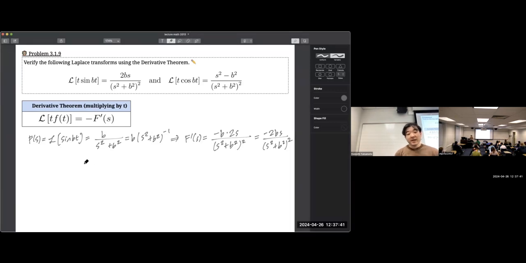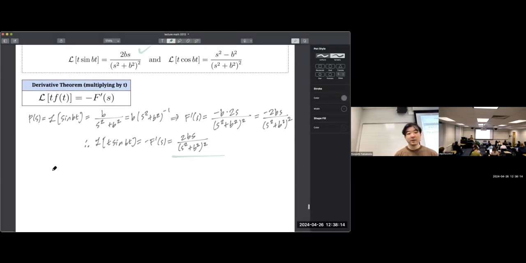And then the derivative theorem just says I just have to take the negative of it. So that means the Laplace transform of t sine of bt is equal to the negative of this, which is the negative of f prime of s. It's going to be 2bs over s squared plus b squared squared. I'm just confirming, this is just asking you to confirm these things.